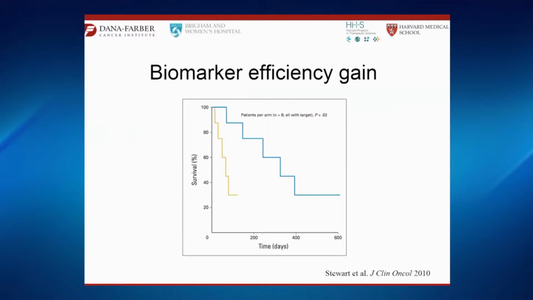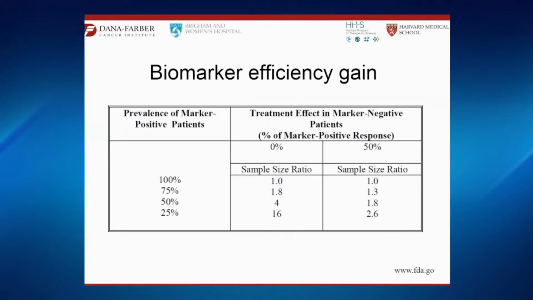Short of this kind of extraordinary situation, the FDA has published guidance on the use of biomarkers in clinical trials. And this looks like a busy chart, but it's really helpful. Basically, this column says what frequency of the overall population is your biomarker present.